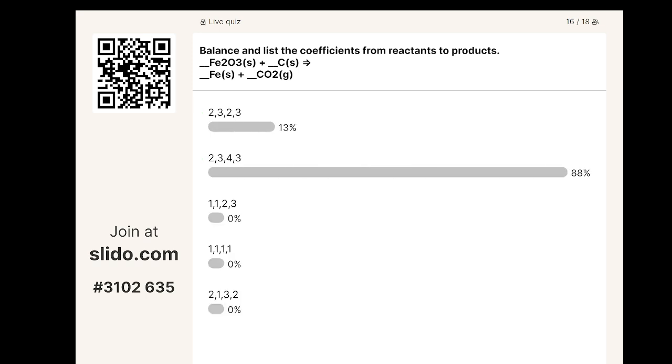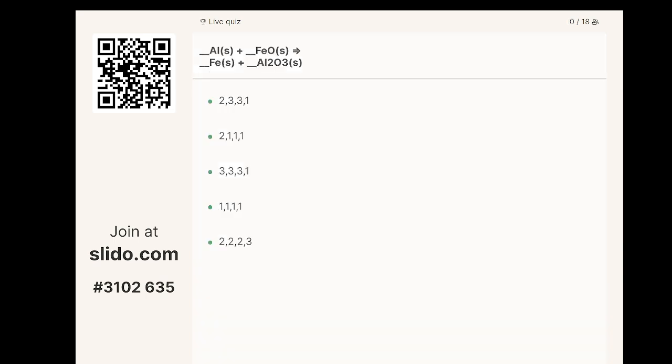Excellent. Okay, so 2, 3, and then the difference between these first two ones is 4 versus 2, right? And that's back to 3. I know I put 2 that are fairly similar, didn't I? Uh-oh. Okay, and it's the one with 4. That's because the 2 in front of the Fe2O3 gives you 4 irons, right? And so we have to put a 4 in front of the Fe on the product side. Okay. All right, try this one.